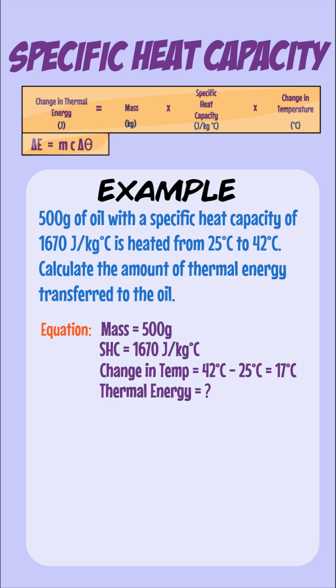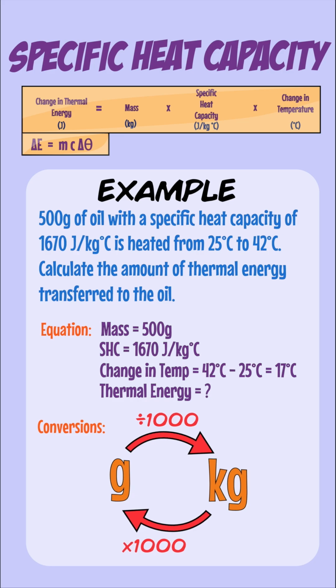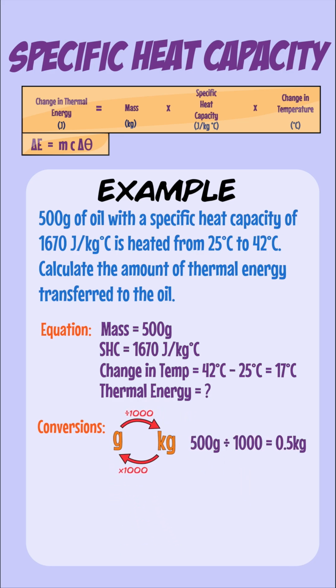So the first thing we need to do is compare the units of the question and the equation. And you can see that the question gives mass in grams, but the equation uses kilograms. So we need to first convert the grams to kilograms, and that's done by dividing by 1000. So we can divide 500 by 1000 to give us 0.5 kilograms.